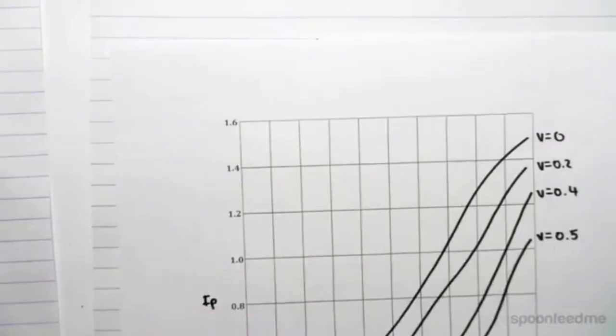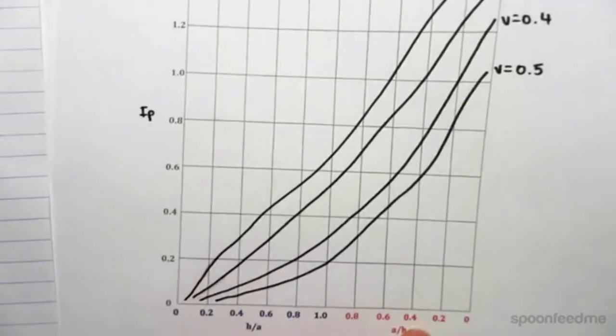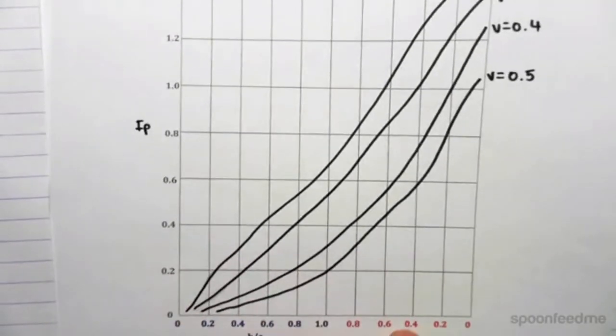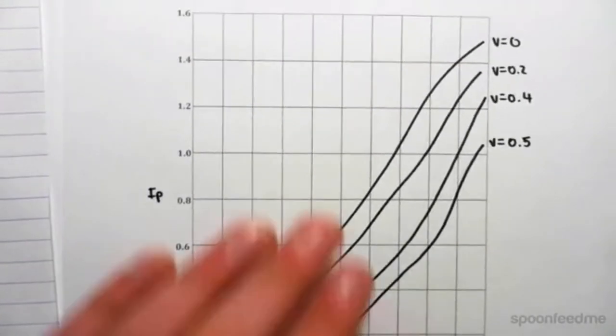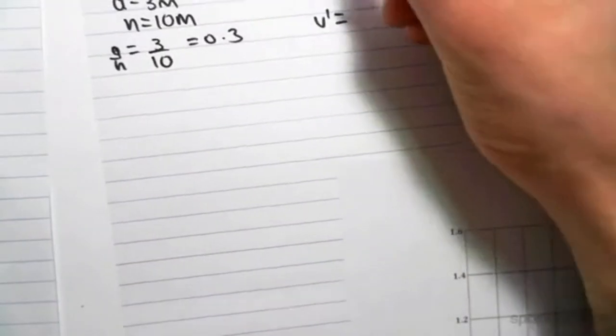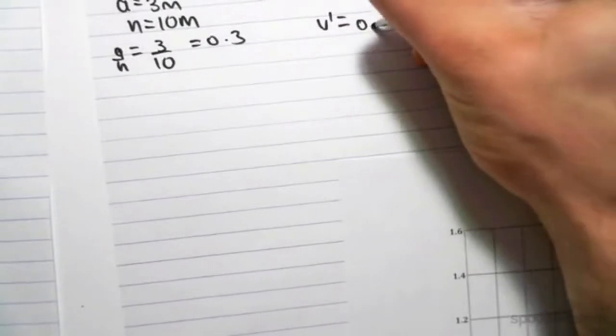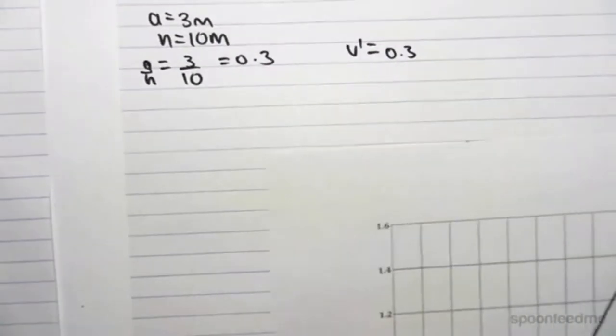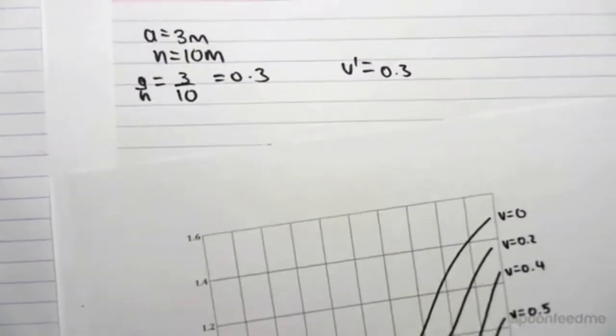and we would find A on H, which is 0.3. A on H down here, 0.3 is between 0.2 and 0.4, and we know that the V value we're using is V dash, which equals 0.3, which was given in our question. So V dash is 0.3, so we're going to use these two values.